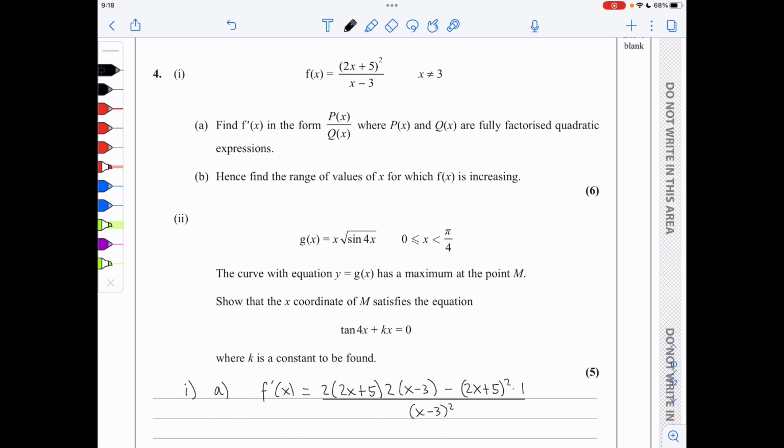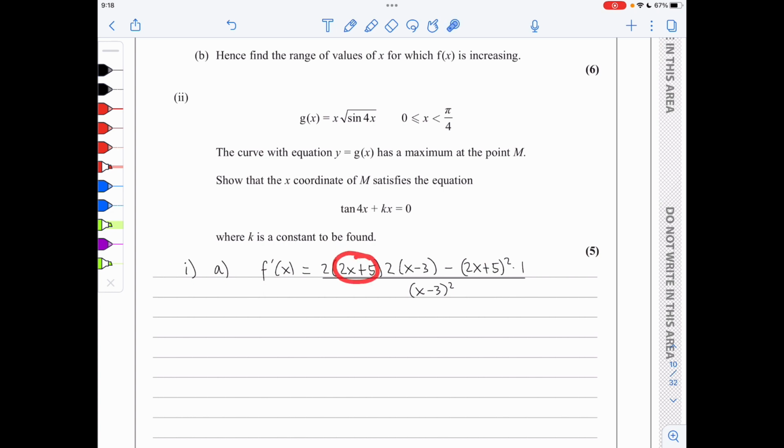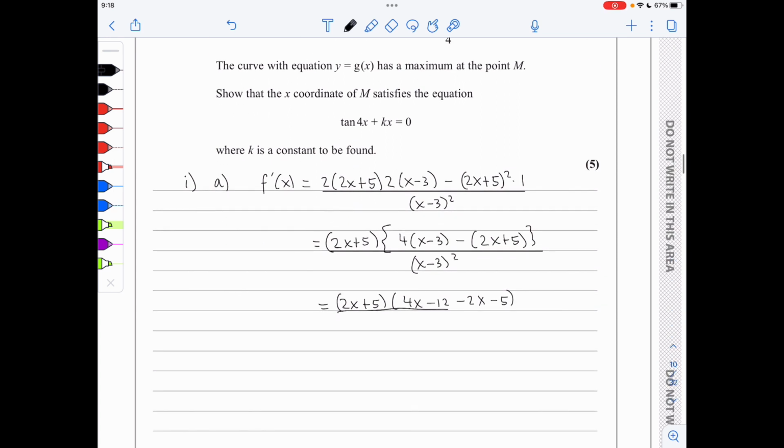I will proceed into expanding. However, I first notice that 2x plus 5 is a common factor, so I will take the 2x plus 5 out, and I'm left with 4 times x minus 3 minus 2x plus 5, close the curly brackets, over x minus 3 all squared, and this is 2x plus 5 times 4x minus 12 minus 2x minus 5, all of it over x minus 3 squared, and this further simplifies into 2x plus 5 brackets 2x minus 17 over x minus 3 squared.